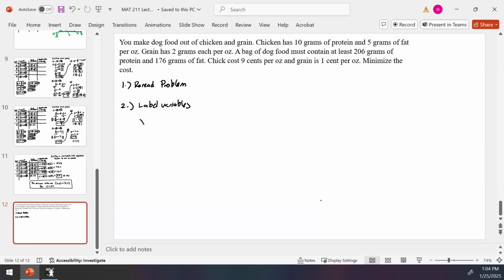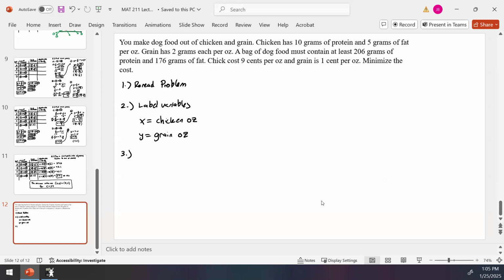So we're going to say X is equal to chicken ounces, and Y is equal to grain ounces. This is an interesting problem in the context of nutrients. We're weighing food in US customary ounces, but the way we measure nutrition is in metric. Thankfully they're not interacting with each other, so no conflicts of units.